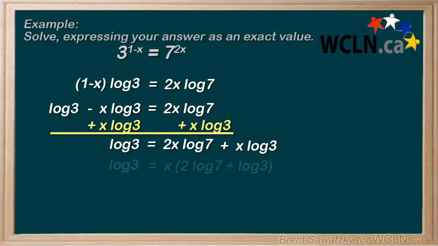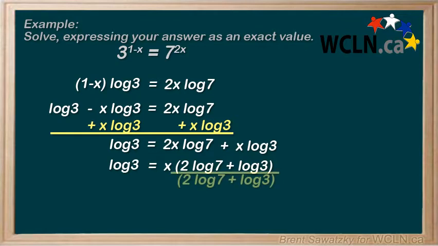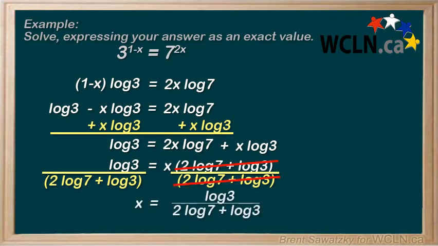Excellent. We factor out the x, and this may not be an obvious step, but you'll soon see why this works so well. With the x factored out, we can now divide both sides by this 2 log 7 plus log 3 to get the x all by itself. And that leads us to our final answer.